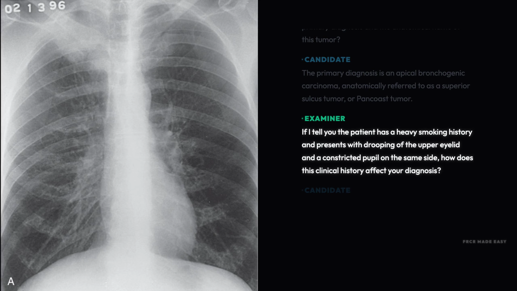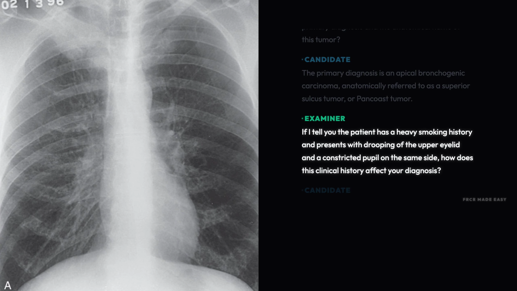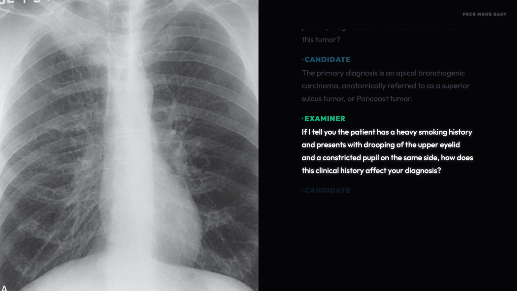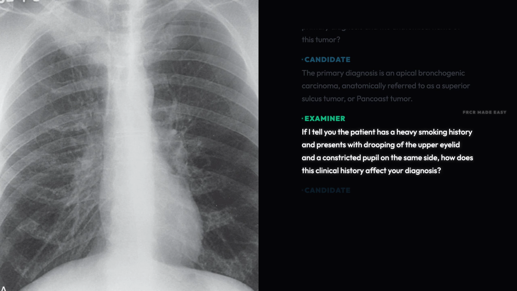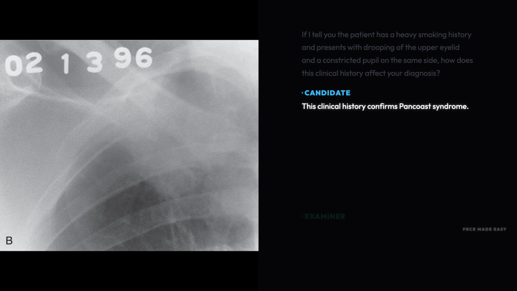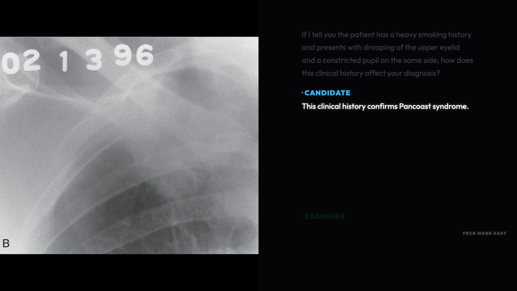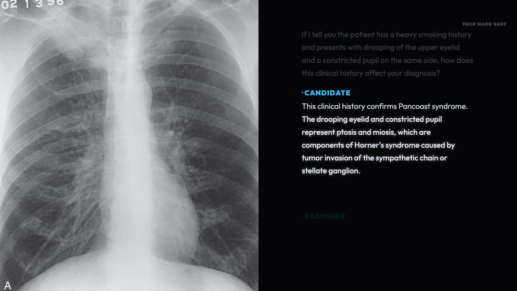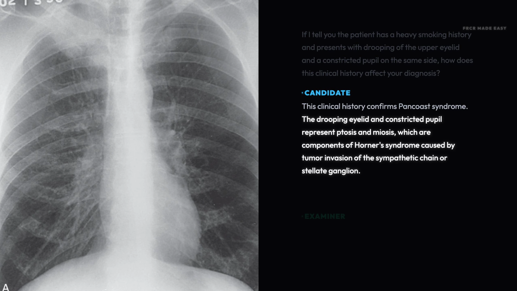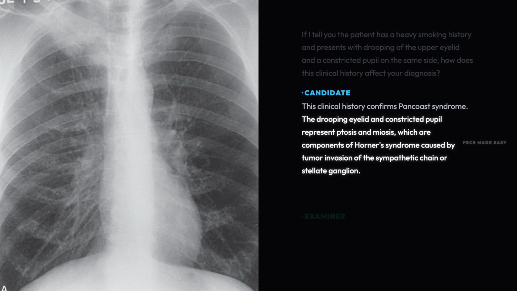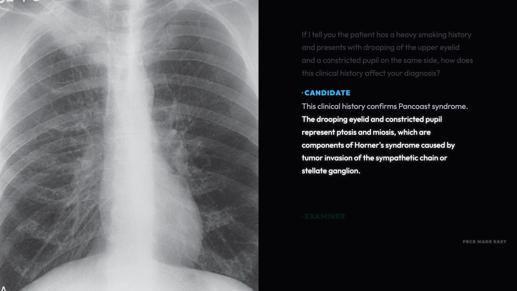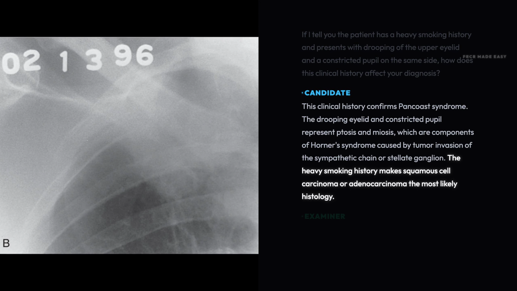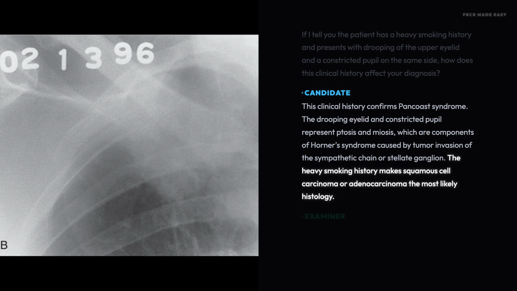If I tell you the patient has a heavy smoking history and presents with drooping of the upper eyelid and a constricted pupil on the same side, how does this clinical history affect your diagnosis? This clinical history confirms Pancoast syndrome. The drooping eyelid and constricted pupil represent ptosis and meiosis, which are components of Horner's syndrome caused by tumor invasion of the sympathetic chain or stellate ganglion. The heavy smoking history makes squamous cell carcinoma or adenocarcinoma the most likely histology.